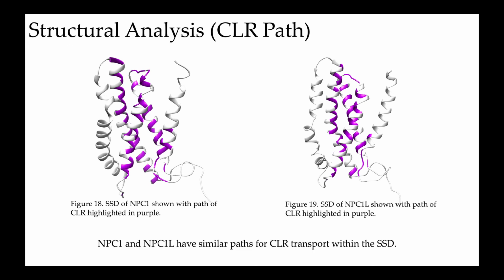So NPC1 is on the left and NPC1-like is on the right, the sterol sensing domains of each. And the purple places are the pores that cholesterol was pulled through and interacted with. Overall, there are some very slight residue changes, particularly at the ends, but that could just be due to the placement. Overall, the wild types show very similar paths for cholesterol transport within the sterol sensing domain, which is what we expected and wanted to see.